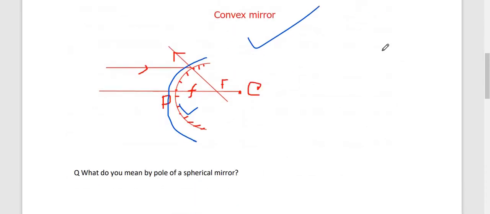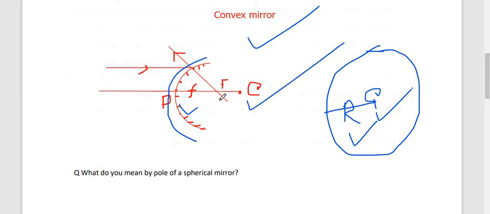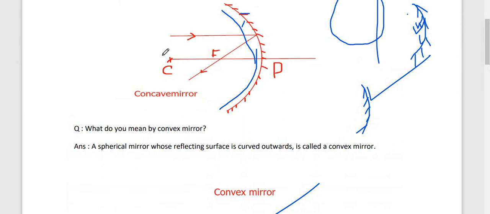Now, since this mirror is a part of a sphere, there is a center, and from the center to the surface, this distance is called radius. This one is the center, say C. So this center is the center of the spherical mirror, whether it is concave or convex. In case of a sphere, we call center and radius. In case of the mirror, we call it center of curvature. Here also C is the center of curvature.